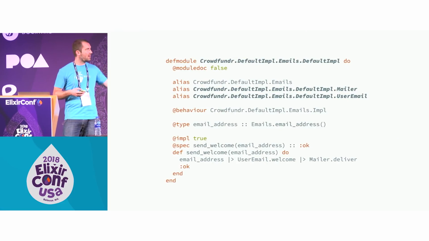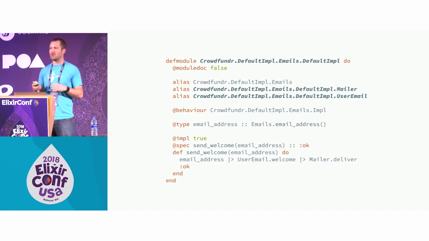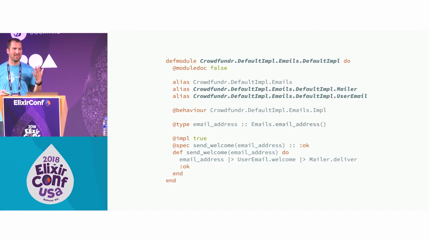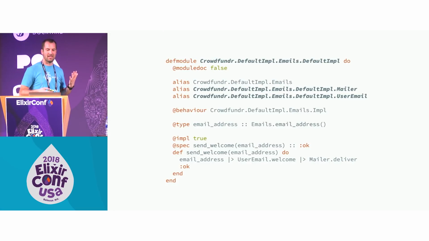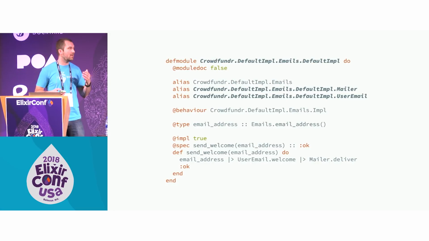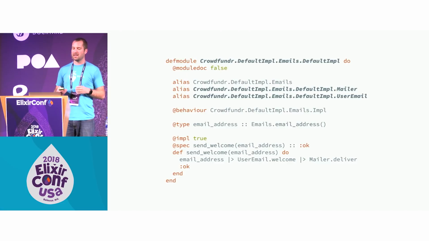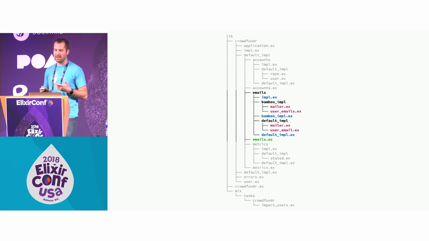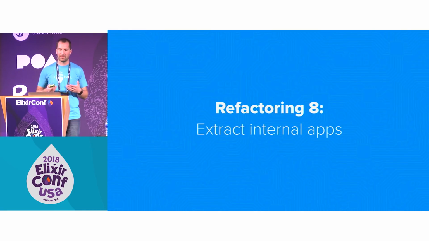Now we have our default implementation for our emails internal API, and we're looking at things 5 levels deep, and that gets unwieldy. Instead, what I propose is let's pull this out into an internal app under our umbrella, because things are already nicely structured here. So there we go.